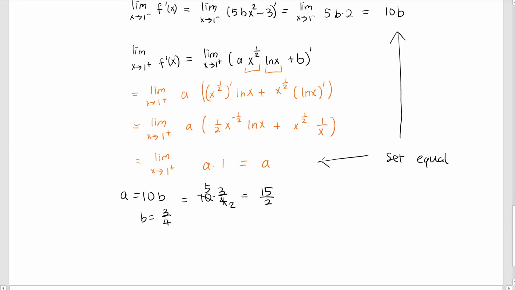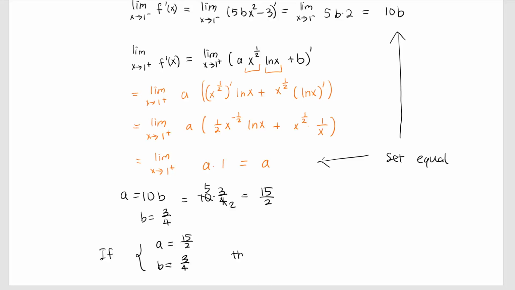Okay, everybody? So that's why we get: if a is 15 over 2, b is 3 over 4, then f is differentiable. Okay, so that finished the problem.